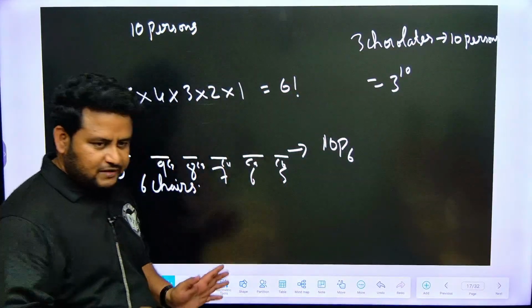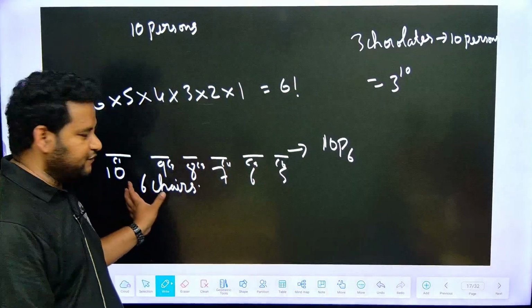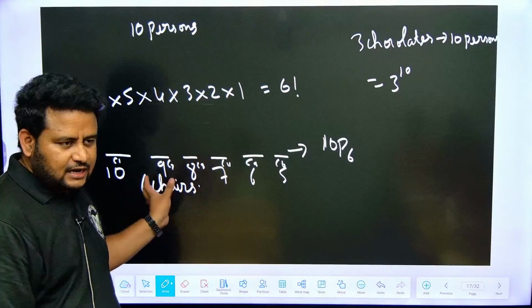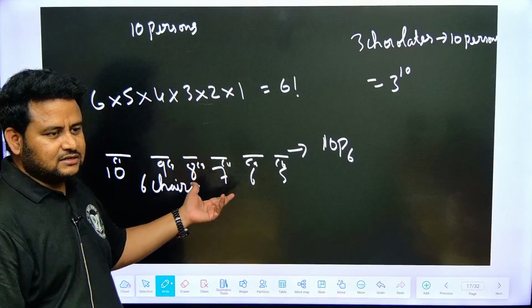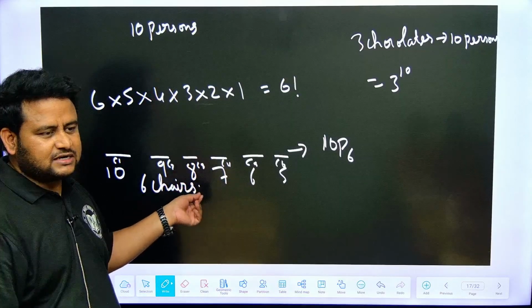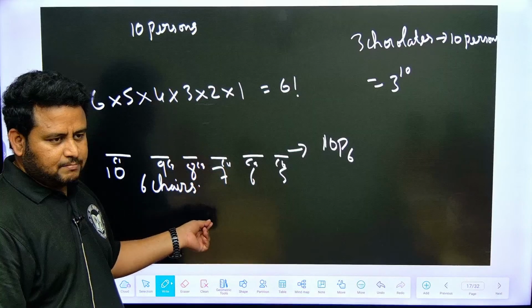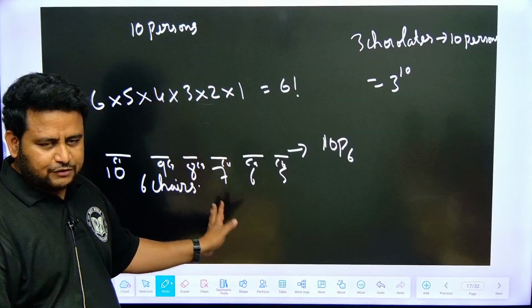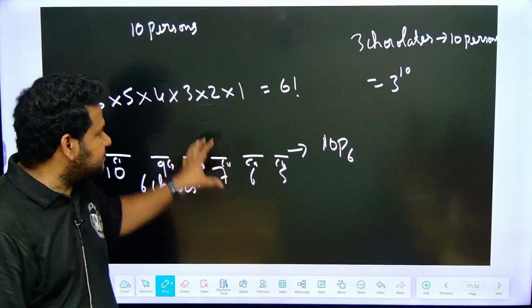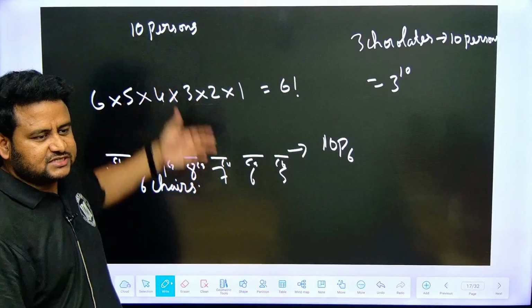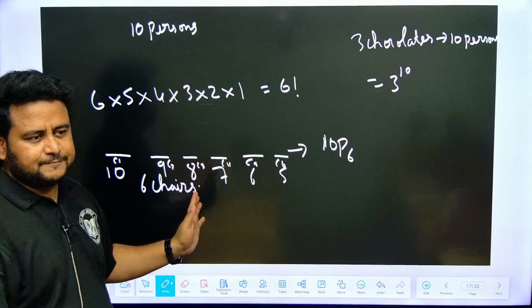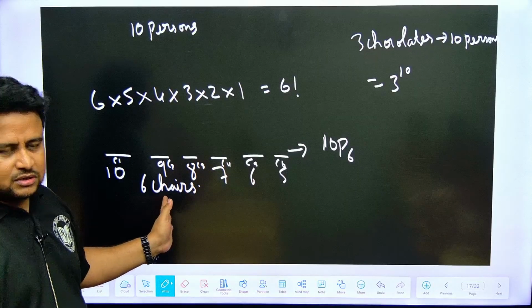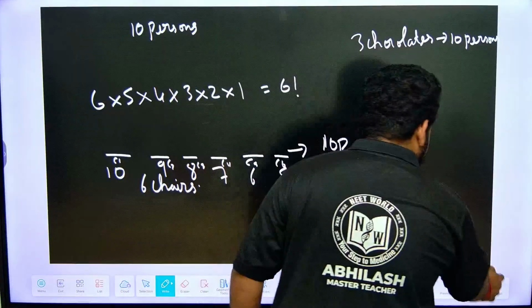But always you have to look from what? You have to look from the point of view of the limited one, that is r objects. Out of 10 persons, r places are there. The answer is nPr, that is 10P6. Did you understand how it comes? For limited space, how more persons can be accommodated, that arrangement is called permutation. Clear now?